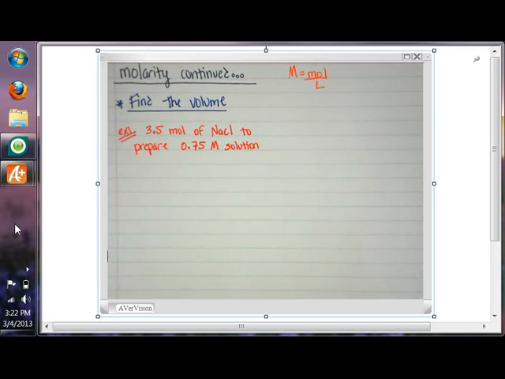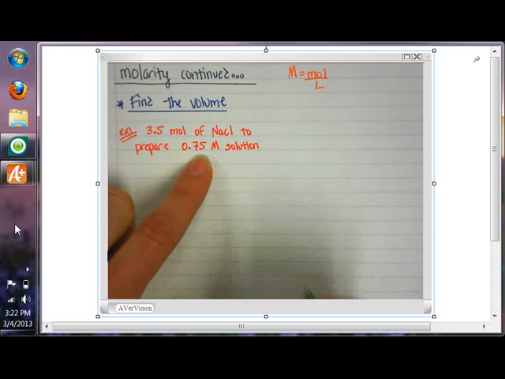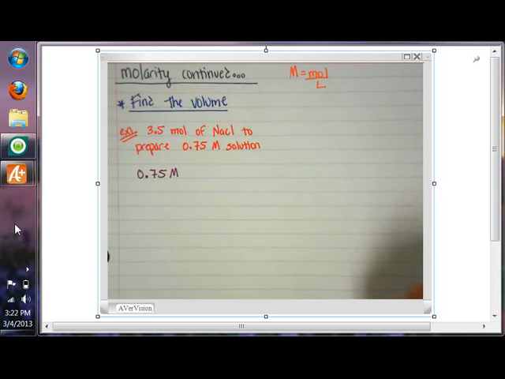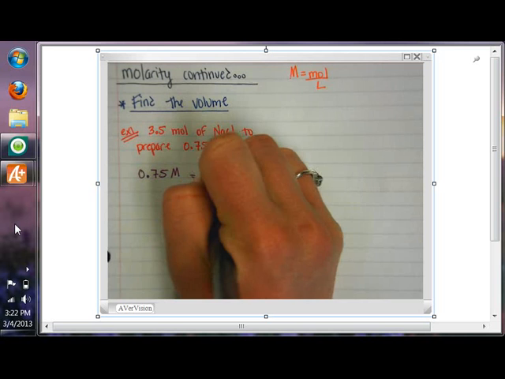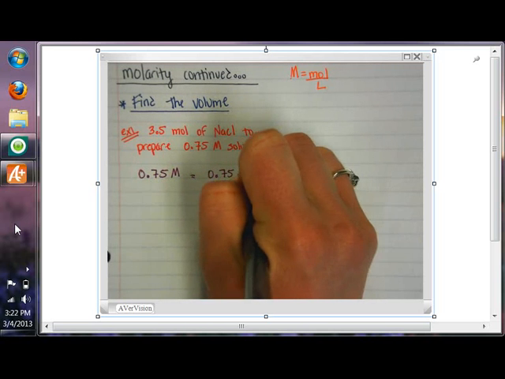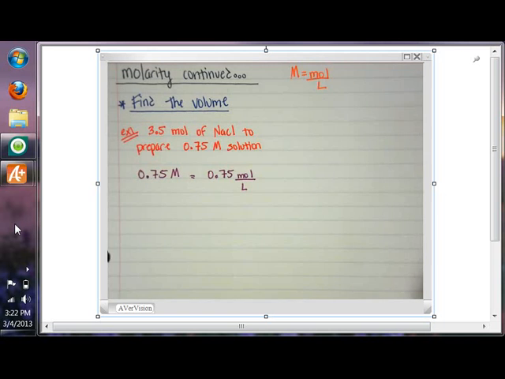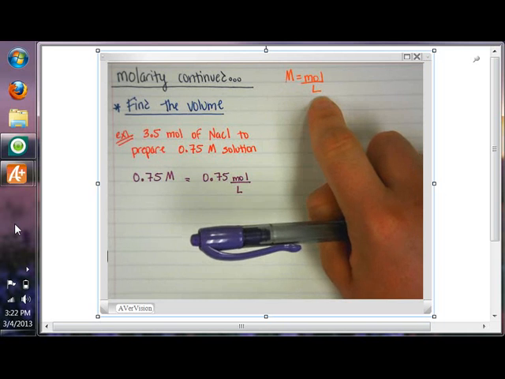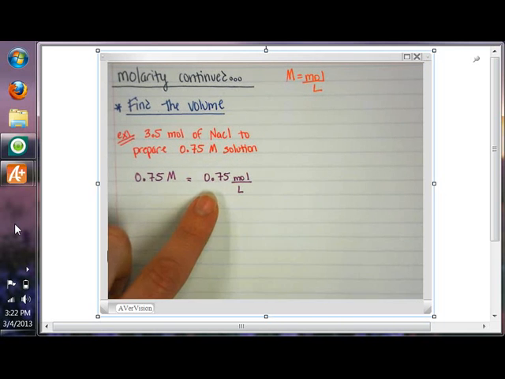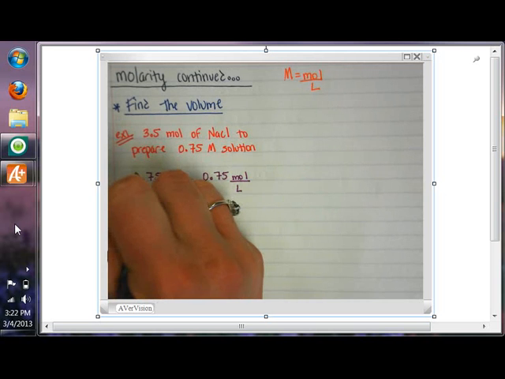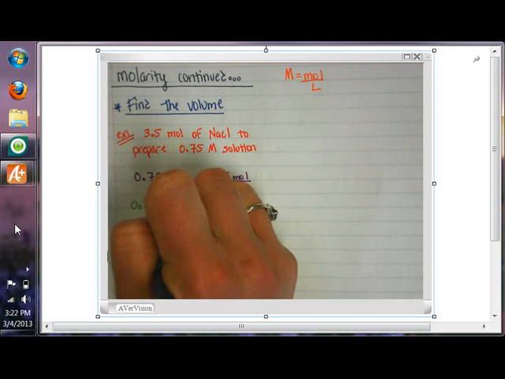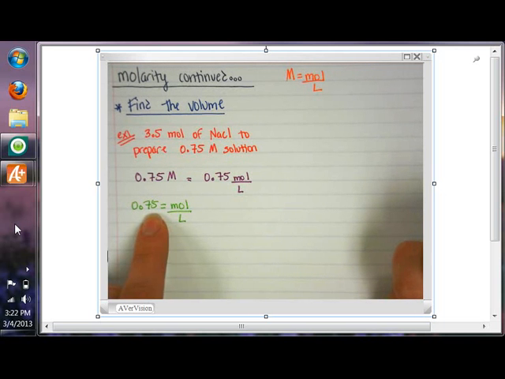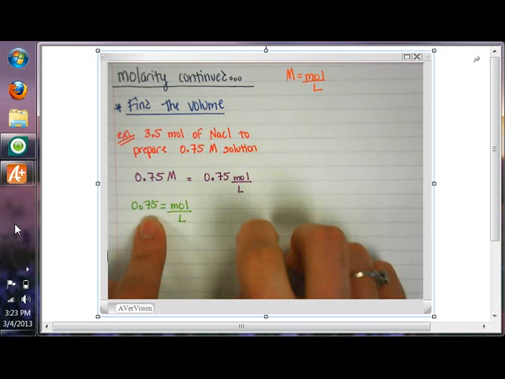So I see that the molarity is 0.75 molar. And that just means 0.75 moles over liters, right? Because we know that molarity, capital M, is moles on top and liters on bottom. So, next thing I'm going to do is write it like this. 0.75 equals moles over liters.